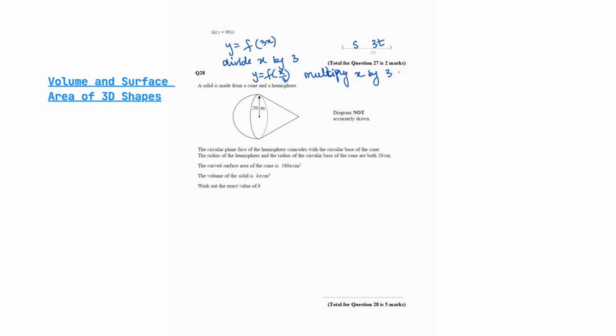Then it says a solid is made from a cone and a hemisphere. The circular plane face of the hemisphere coincides with the circular base of the cone. The radius of the hemisphere and the radius of the circular base of the cone are both 20 centimeters. The curved surface area of the cone is 580 pi centimeters squared. The volume of the solid is k pi centimeters cubed. Work out the exact value of k.